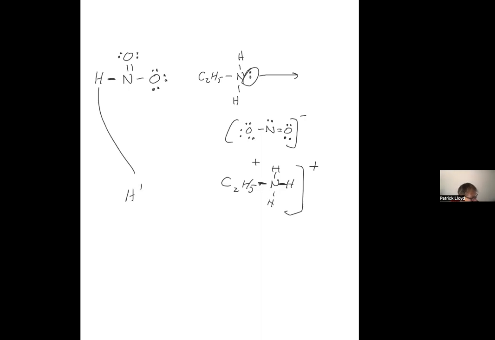H plus doesn't have any valence electrons. There's no electrons to be used. So that means the electrons came from here. So this is the Lewis base. Okay. So the one in red was that one, the ethylamine. So that one's got to be it. So for this one, not only is this a Bronsted-Lowry base because you now have an H plus accepted, it took an H plus, so that makes it a Bronsted-Lowry base. But it's also a Lewis base.